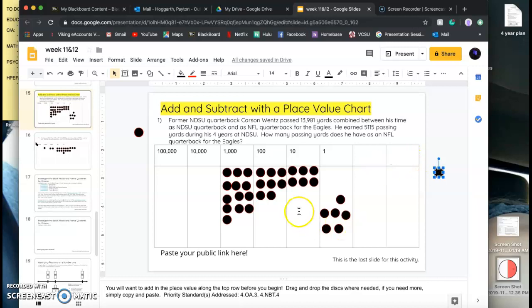So back to the 1,000s. Since I added 10 over, I now have 13 in the 1,000s spot. So if I take 5 away, 1, 2, 3, 4, 5, I will now have 8 in the 1,000s spot. So for your answer, Carson Wentz has 8,866 passing yards as a quarterback for the Eagles.